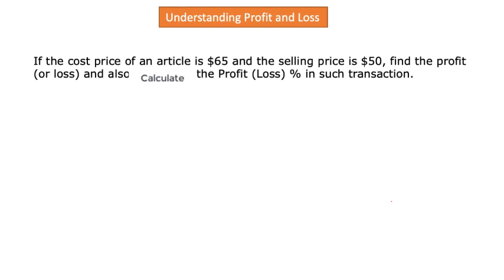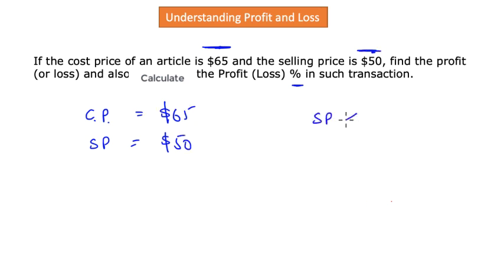So our scenario is this: if the cost price of an article is $65 and the selling price is $50, find the profit or loss in this transaction and calculate the profit and loss as a percentage in this trade. Okay, so let's identify what is given to us. First, we'll write our cost price, CP, and that is $65, correct? Then we will identify our selling price, and selling price SP is equal to $50 right here. Okay, so compare these two numbers. We simply find that the SP, the selling price, is less than the cost price, right? That means it is a situation of a loss, not of profit, correct?